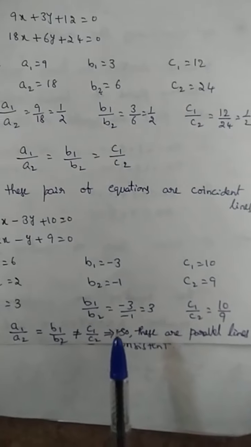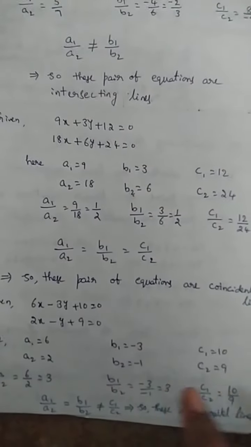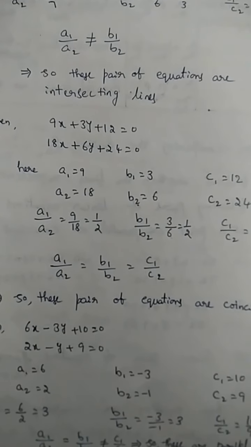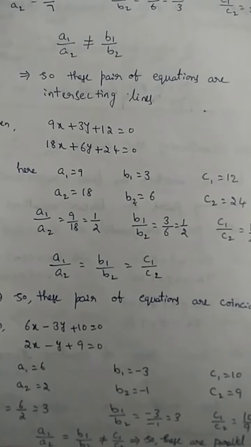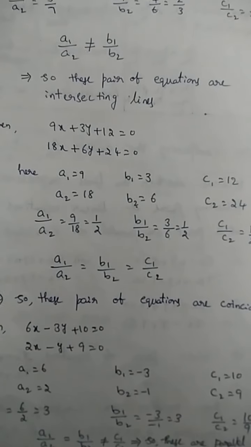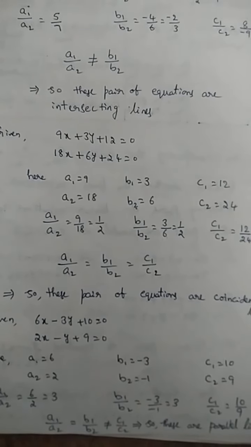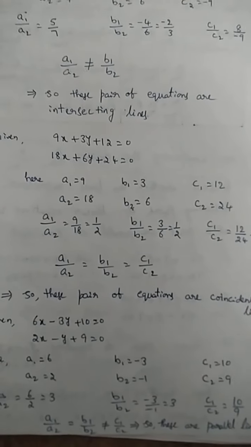This is the way, without using the graphical representation, that we can say whether the given pair of equations are intersecting, parallel or coincident. So by comparison of the x, y coefficients and constant values.